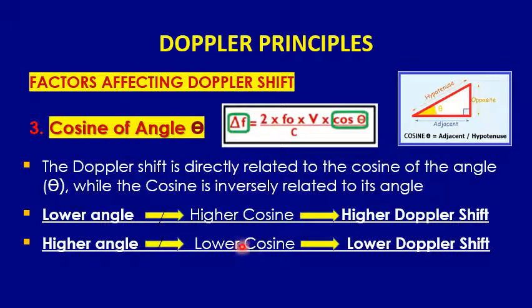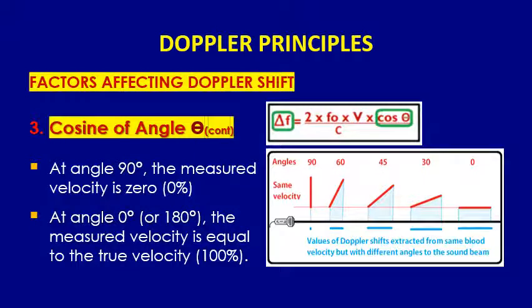The angle is high, and the cosine goes down to 0 if I have an angle of 90. So if the angle reaches 90, I'll get a lower cosine down to 0 and we'll get 0 Doppler shift. And we'll see this in a moment now. So we'll continue with the cosine of the angle, and we know that the cosine of the angle theta is directly related to the Doppler shift. So a higher cosine gives a higher Doppler shift.